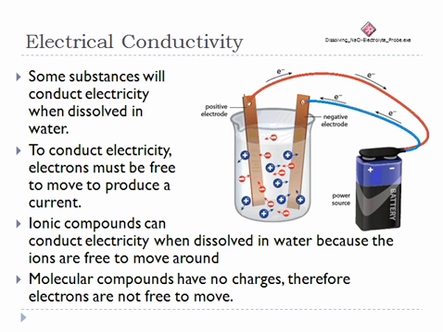All right, last property is electrical conductivity. Some substances will conduct electricity when dissolved in water. Why is that? If you remember from grade 9, electricity is moving electrons. So in order for electricity to happen, electrons have to move.